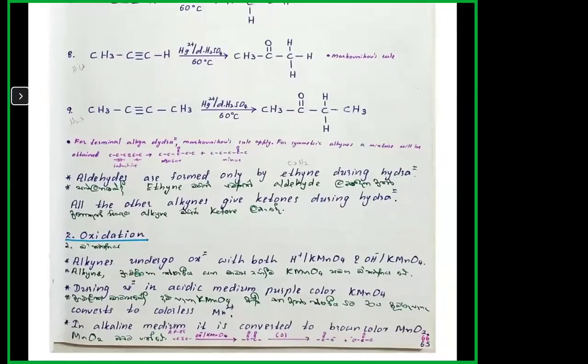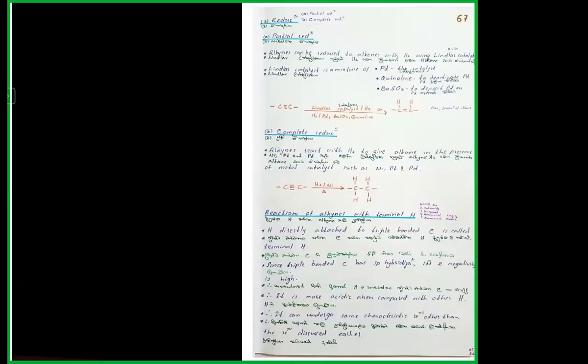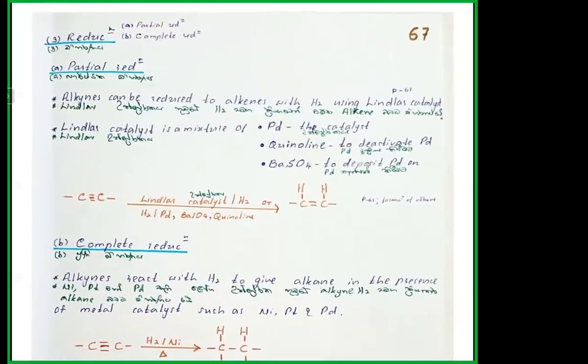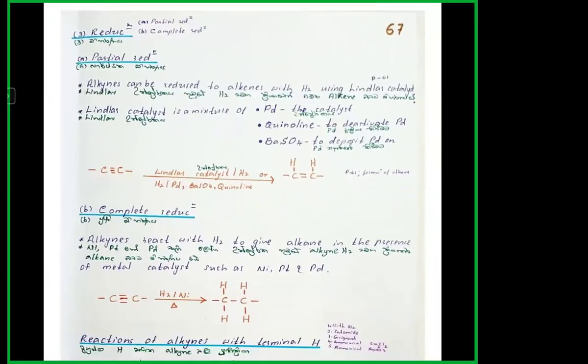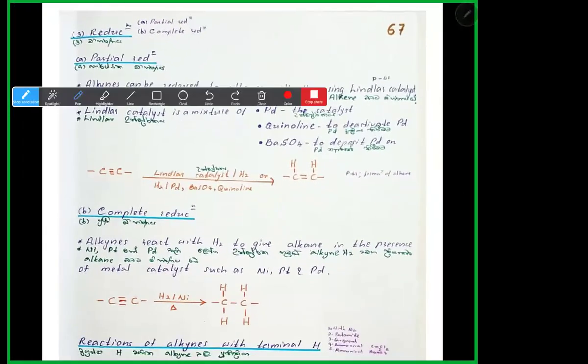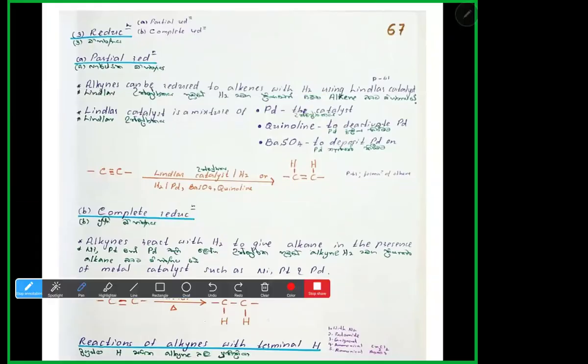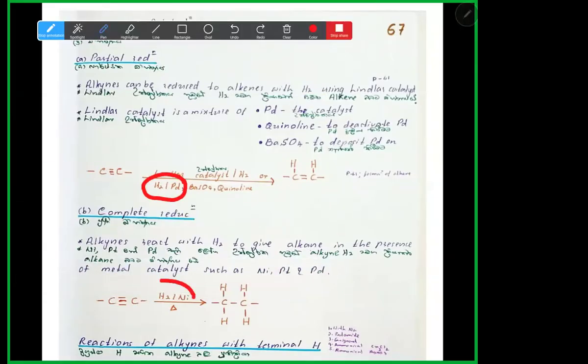Oxidation is in the syllabus, but the products are out of syllabus. Just memorize that it can go to oxidation. Reduction has two different types, partial and complete. Partial reduction uses the same hydrogen and catalyst. See, same hydrogen and catalyst.